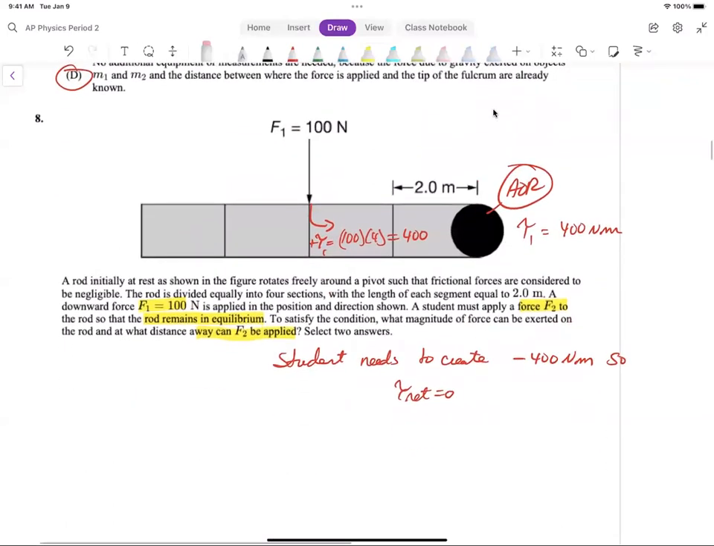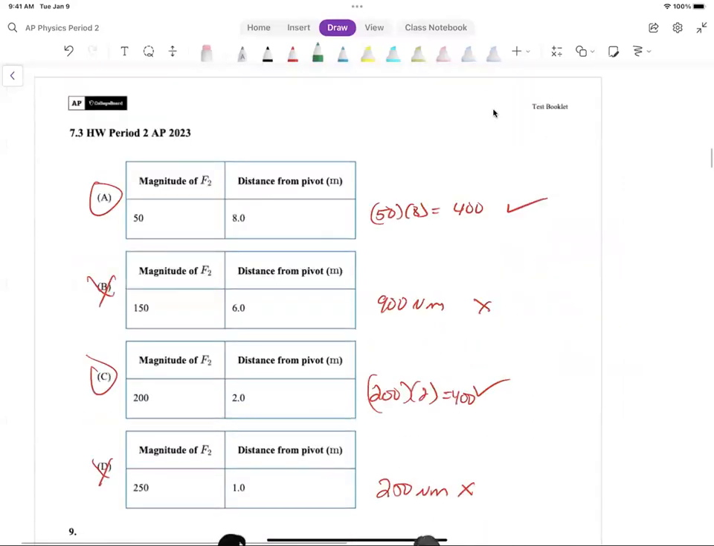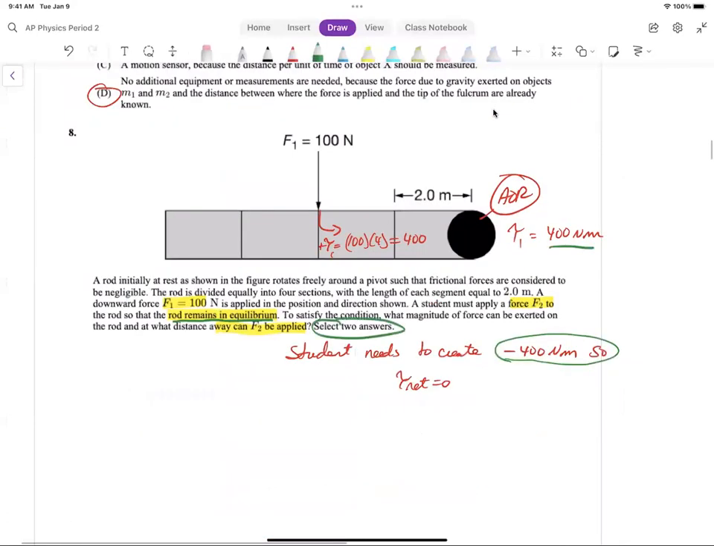This situation, I have a force downward. I know that that puts a 400 Newton meter torque. And they want to know, where does the student need to put a force? Well, I know for a fact the student needs to put a negative 400 newtons so that the rod remains in equilibrium. Okay, so if it's currently got 400 Newton meters, I'm going to put another 400 Newton meters, but in the opposite direction. So then I go through here and I calculate which one is 400 Newton meters. And only one, I'm sorry, two gave me the correct answer, and they told me to select 2 answers.